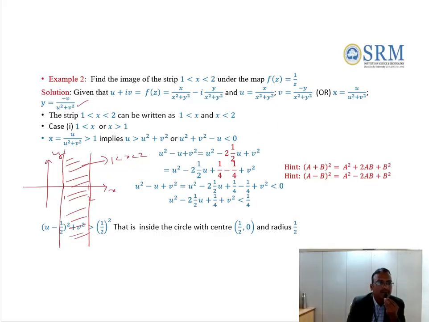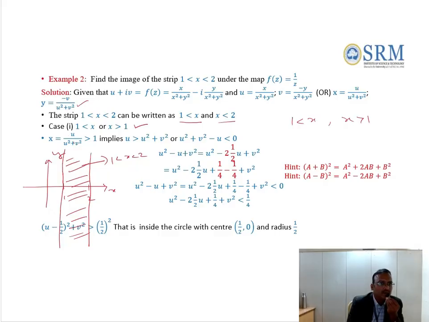Now the strip having the relation 1 less than x less than 2 can be written as 1 less than x and x less than 2. So 1 less than x can also be written as x greater than 1. Both are the same, right? So let us take each one as a case, that is 1 less than x, or x greater than 1. Okay, let us take the first case.